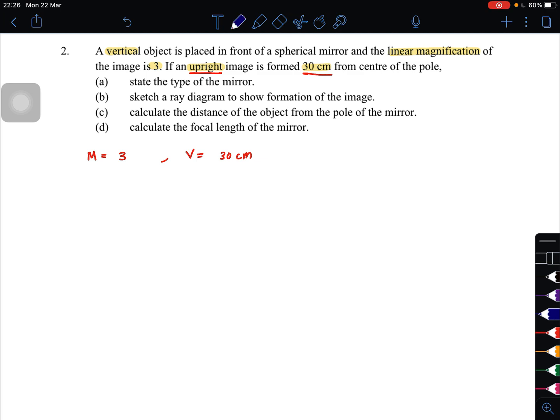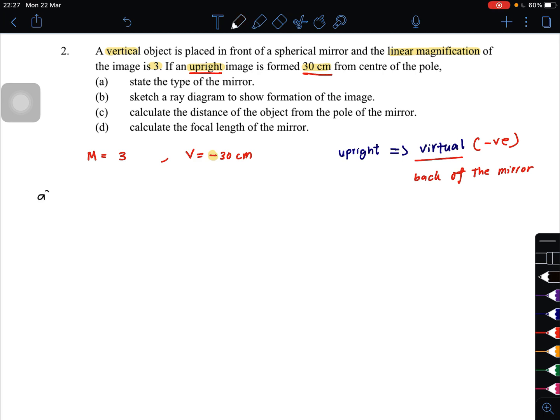Okay, so remember I've mentioned in the previous video, kalau kita punya image tu upright, dia punya pasangan akan jadi virtual. So kalau virtual, ingat semula, okay, dia image yang terbentuk ni adalah dekat belakang cermin. So it will be at the back of the mirror, which means dia akan jadi negative. So V dekat sini akan jadi negative. So you need to include the sign convention here.